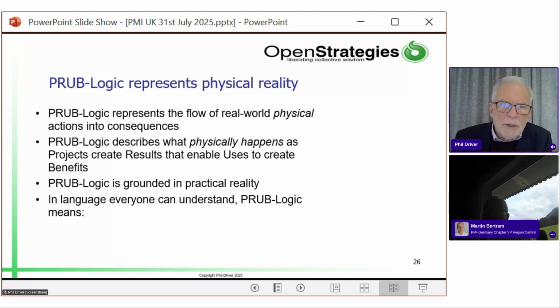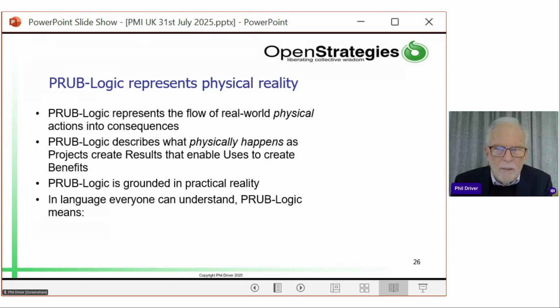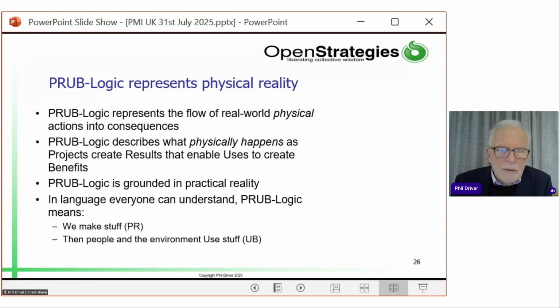It's a language everybody can understand. We've used those words, project, result, use, benefit, hundreds and hundreds of times, and those are the words that people really understand. Originally, I had project, result, application, benefit. I thought, well, results get applied. But that implied that the project manager did the applying. And when we changed from apply to use, it totally changed the thinking about how things work. So it's PR as we make stuff, UB as we use stuff.